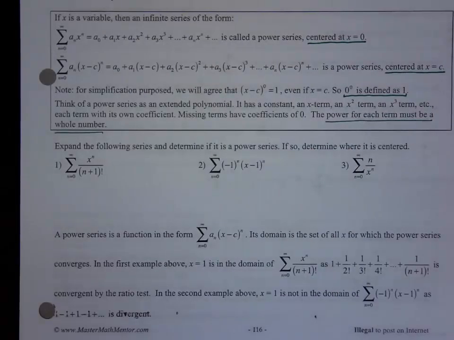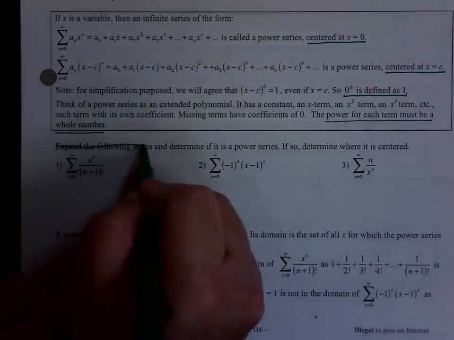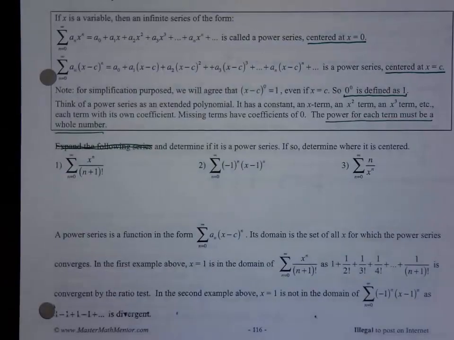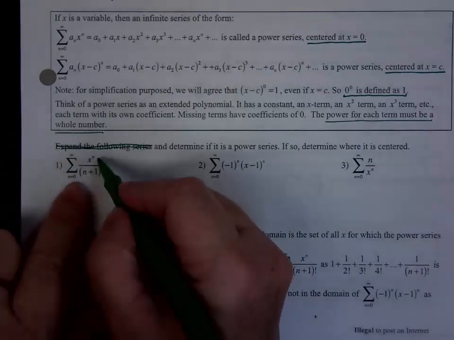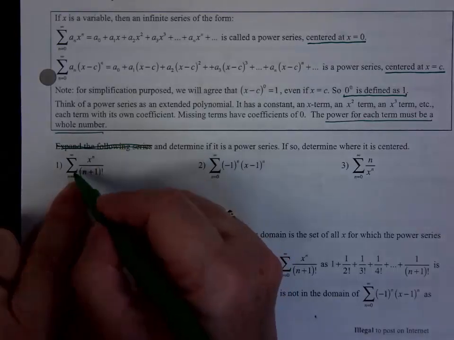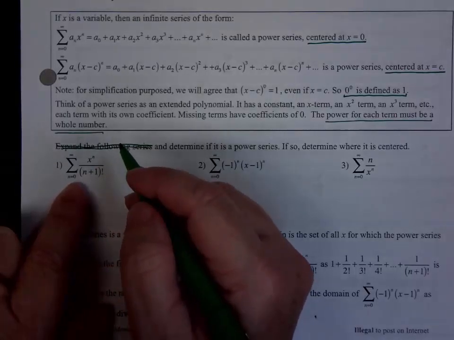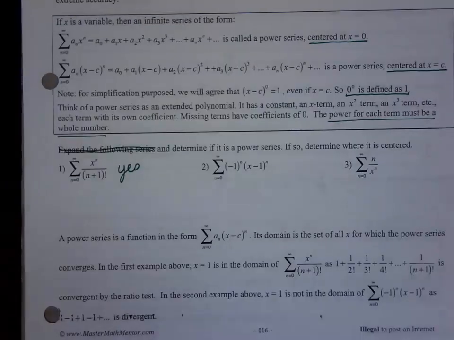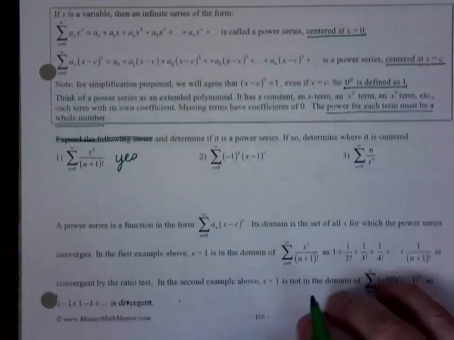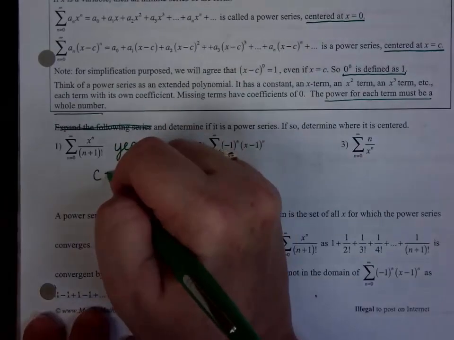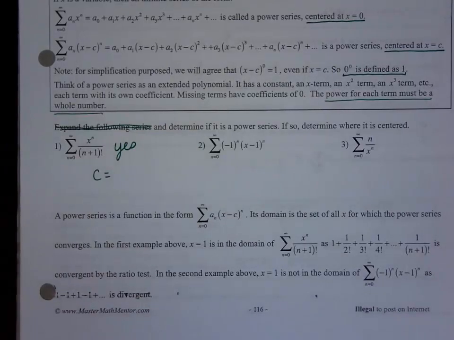So what I want to do is look at these first three problems, and it says to expand the following series, which we're actually not going to do, so you can mark that out. We are going to determine if it's a power series, and if so, where is it centered? If I plug in 0 for the exponent of x, and then 1, and then 2, and then 3, will all of the x's exponents be positive? Yes. So yes, this is a power series because the exponents are positive. Now, where is it centered based on what was written in the box? Is it 0 or is it something else?